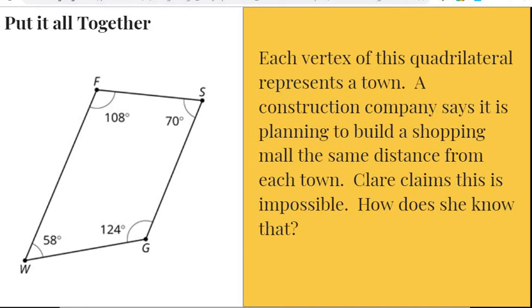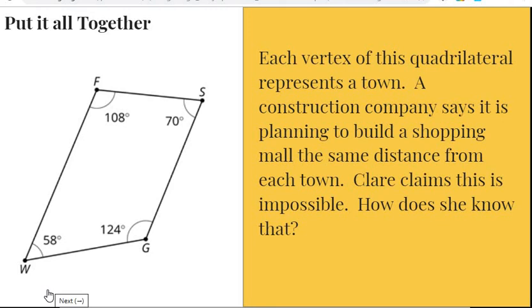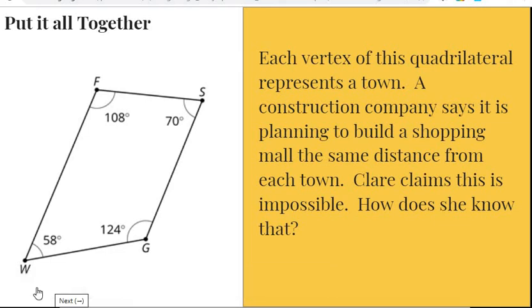But our friend Claire says, hey, this is impossible. Is she right? And how does she know? If she is right, how does she know that it's impossible? Take a couple minutes and share with your partner, think through this, and let me know, is Claire right or is she wrong? And how do we know?